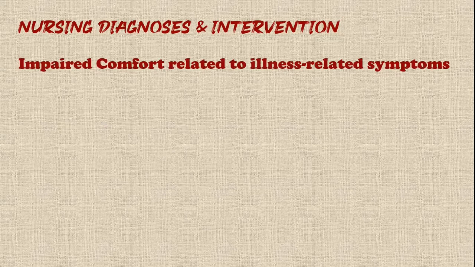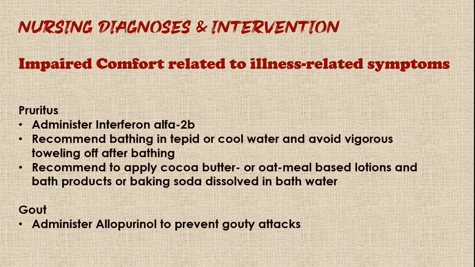Impaired comfort related to illness-related symptoms. With this, the nurse is expected to focus on itching or pruritus, administer interferon alpha-2b as prescribed, and recommend bathing in tepid or cool water and avoiding vigorous toweling off after bathing. Recommend applying cocoa butter or oatmeal-based lotions and bath products, or baking soda dissolved in water. For gout, administer allopurinol to prevent gouty attacks.